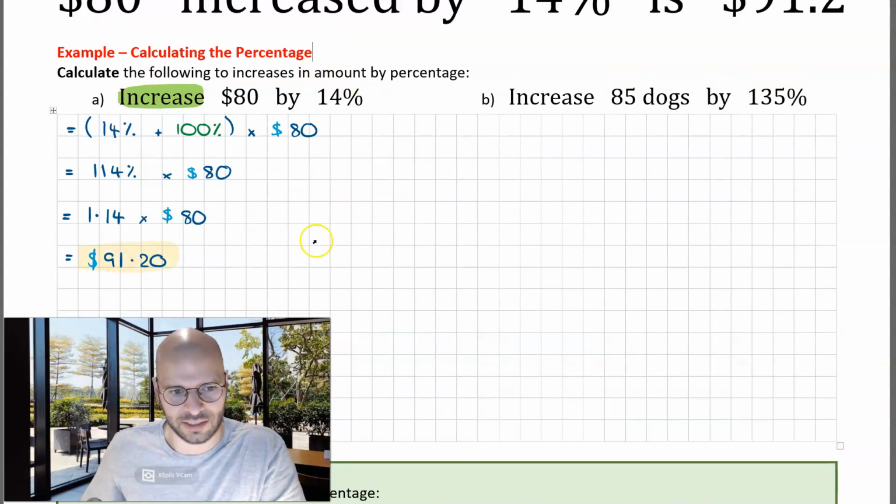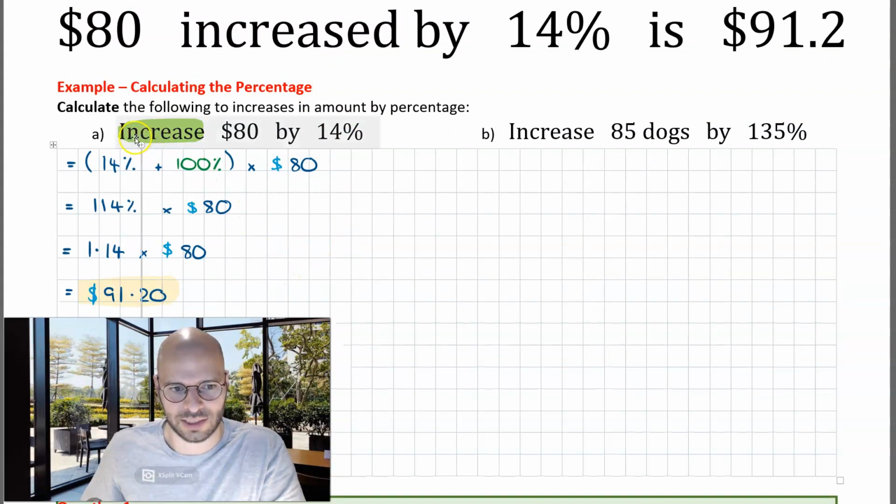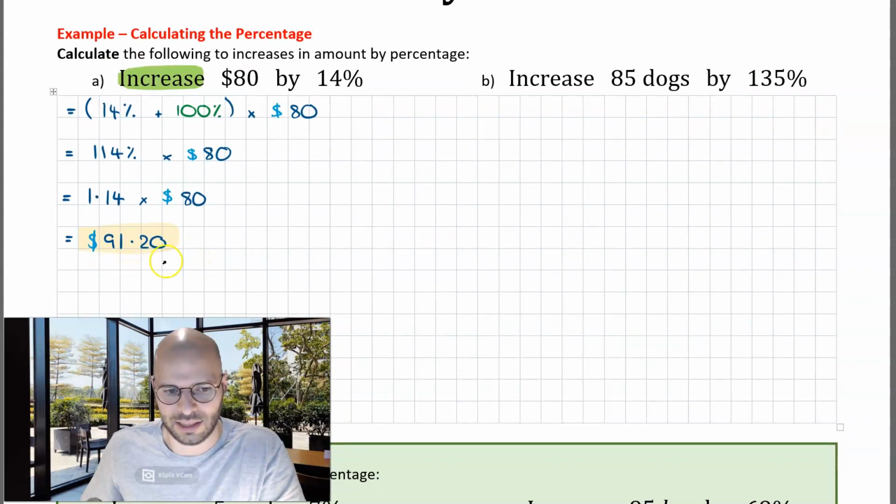So doing this calculation, what we first do is we identify the word increase, which means get our percentage and add 100 to it. So we go 14% plus 100%, then we multiply all of that by the amount we want to increase. Next, we do what's inside the brackets, which gives us a single percentage. We then convert the percentage back into a decimal, and then we multiply that with the amount we want to increase, thus yielding our increased amount.